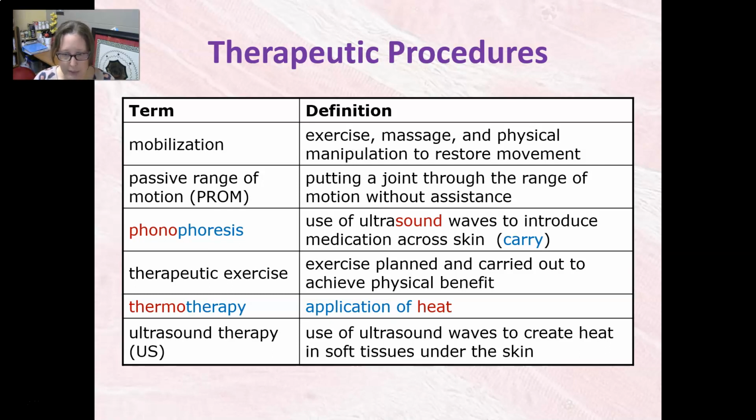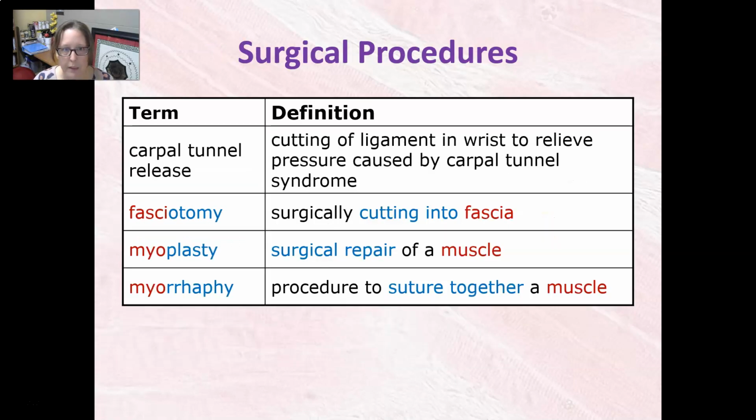Thermotherapy is application of heat as therapy. Ultrasound therapy is the use of ultrasound waves to create heat in soft tissues under the skin. Carpal tunnel release is a cutting of the ligament in the wrist to relieve the pressure that is caused by carpal tunnel syndrome.